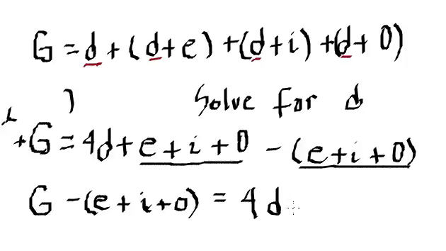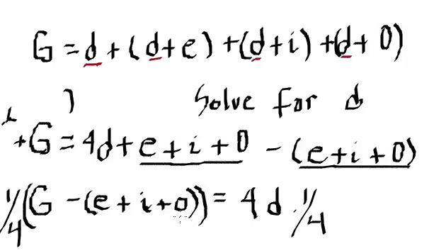Okay, now what I want to do is I want to multiply both sides by 1/4. And put a parentheses around the whole thing. So we'd have D is equal to 1/4, and as you can see what's in parentheses.